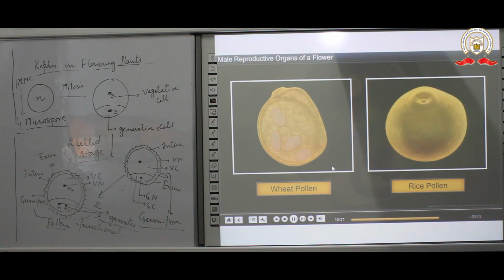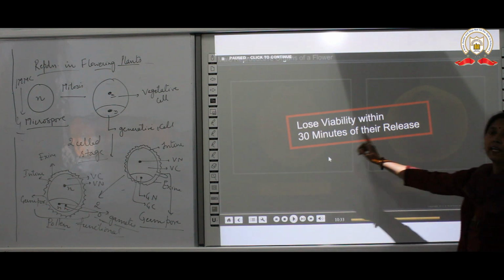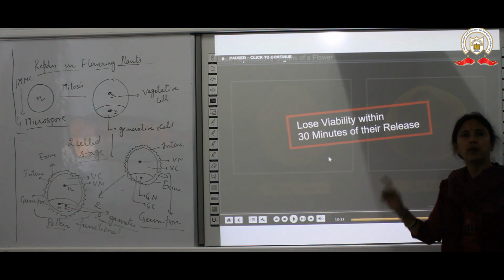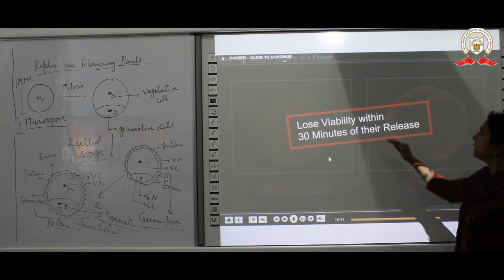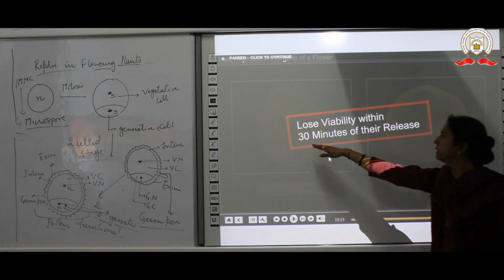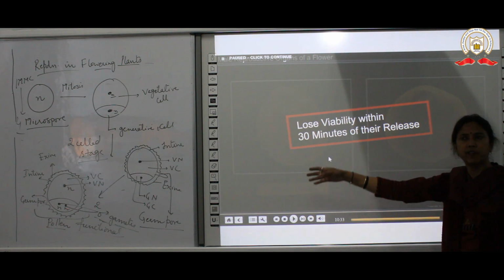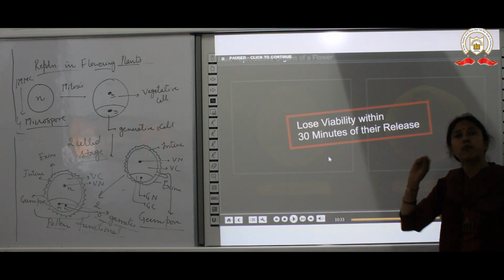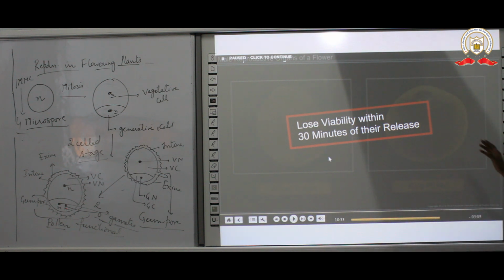Pollen grains of cereals such as wheat and rice lose their viability within 30 minutes of their release. This is very important, that why all pollen grains are not capable of fertilizing, you must know, because they lose their viability. Especially in case of wheat and rice, the pollen grain loses its viability within 30 minutes. So if the pollen reaches the stigma after 30 minutes or in 40-50 minutes, though it is showing pollination, pollination does not ensure fertilization. So this is a very important question, that why all pollens are not able to fertilize.